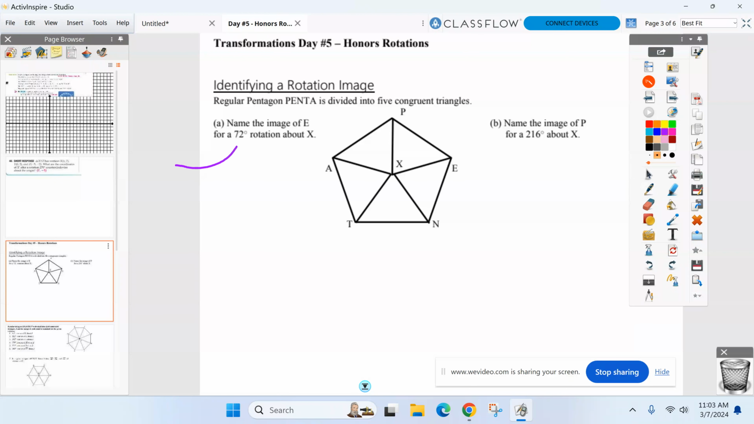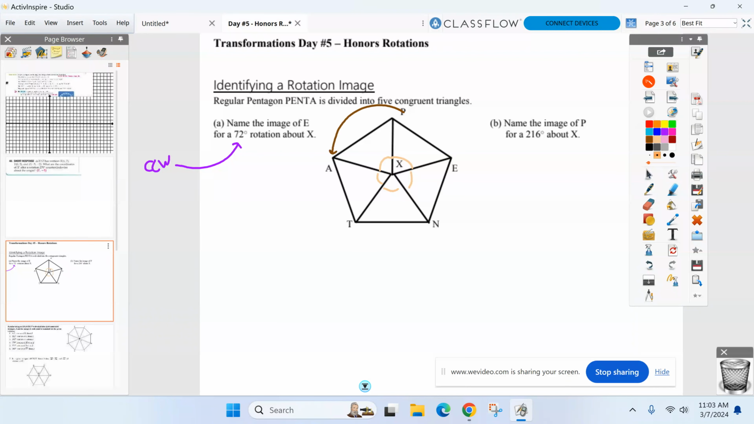Counterclockwise, because it's positive 72, right? So at least we know we're going to rotate counterclockwise. But 72 degrees. How am I going to know exactly when I hit 72? Well, let's go back to the fact that I have five congruent triangles here, which means by CPCTC, aren't all of these angles right here equal? Everyone agree? Because the triangles are equal, those angles are equal.